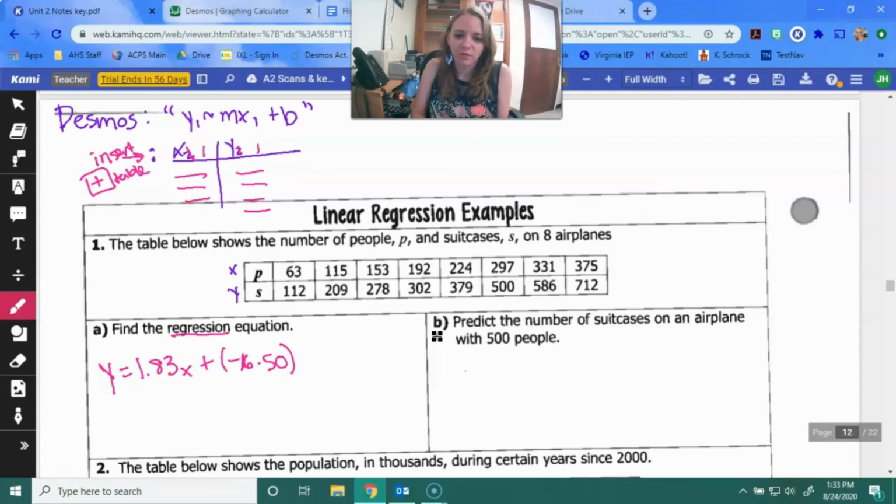Then we have another problem to go along with it. Predict the number of suitcases. Let's see, suitcases is S, so that's my Y column, on an airplane with 500 people, and that is the P, which is my X column. Alright, so we just take this equation and plug those values in. We want to know Y of 500. And I can just quickly put that in the calculator. You can put it in either calculator, it doesn't matter.